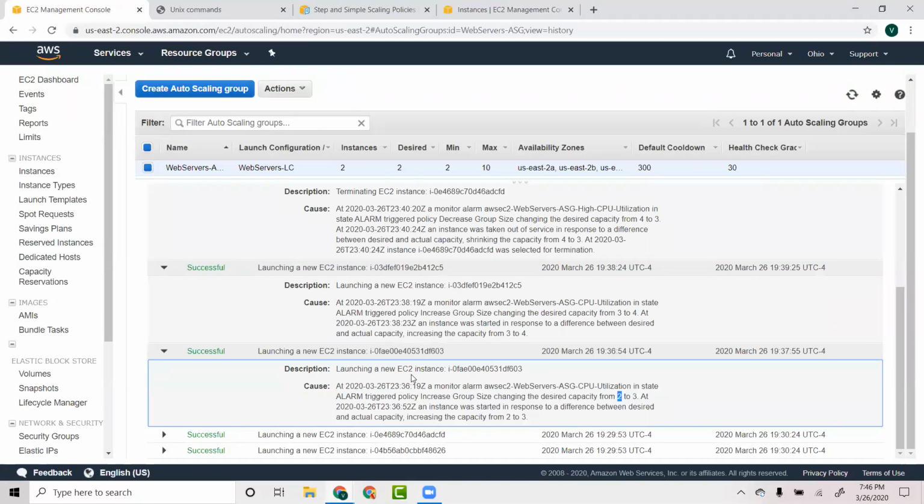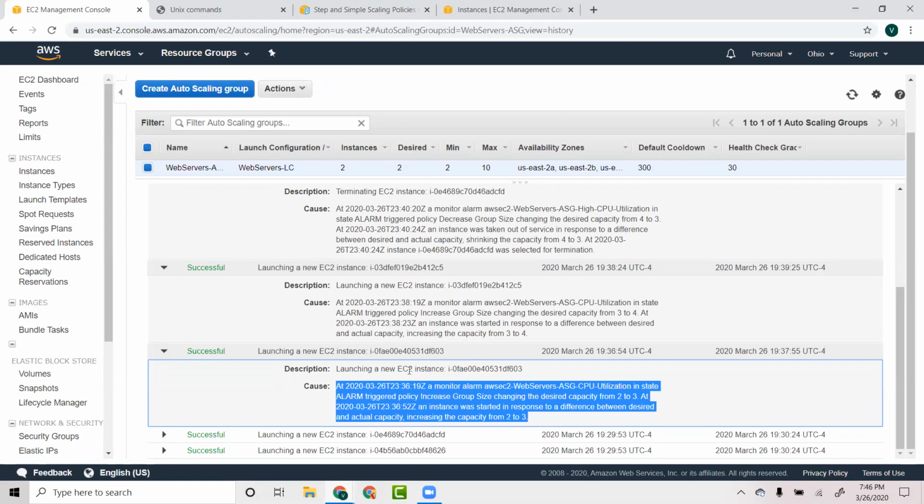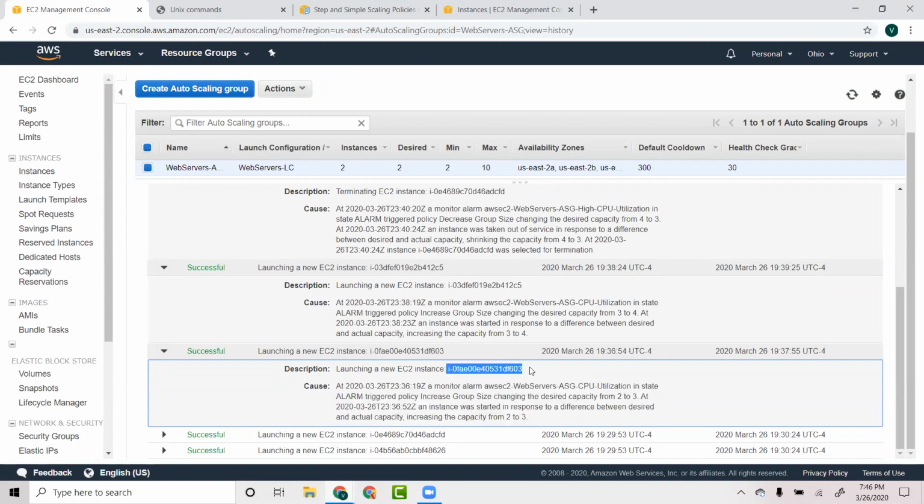DF603 is launching a new instance. A monitor alarm, CPU utilization state alarm, triggered the policy to increase group size. So because of an alarm, it created a brand new instance. And we can go look at those alarms, what exactly happened. This got created, and then it went from 2 to 3.